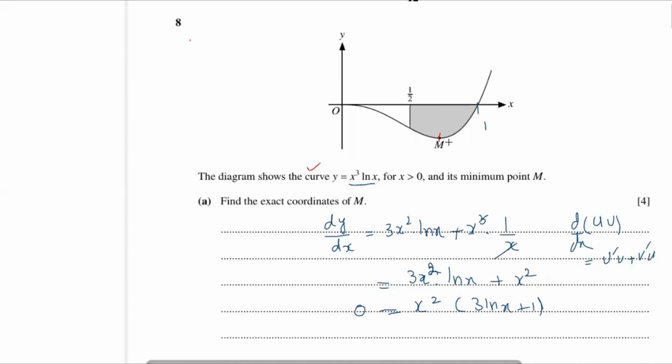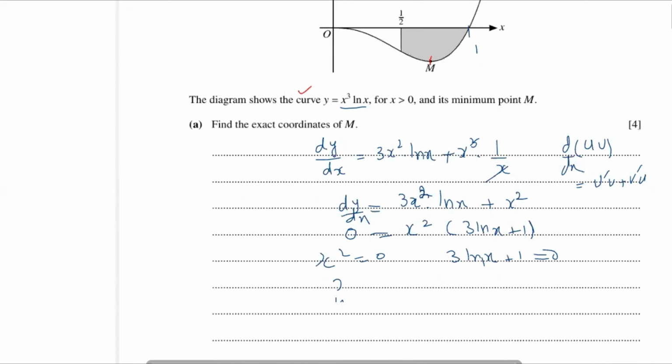The gradient of the tangent at M, the turning point, will be 0. Therefore, we can write dy by dx equal to 0. And therefore, x squared equals 0 or 3 ln x plus 1 equals 0. Now x will be 0, and ln x equal to minus 1 over 3. Therefore, we can write e to the power minus 1 over 3 equal to x.